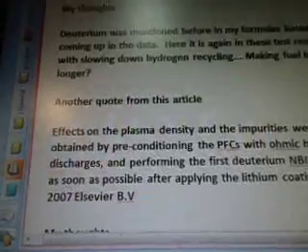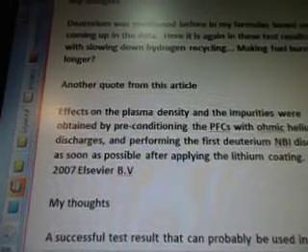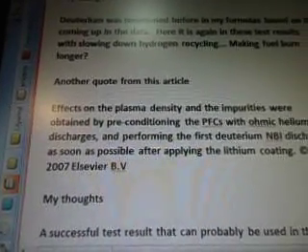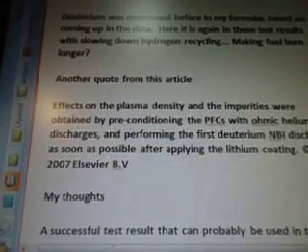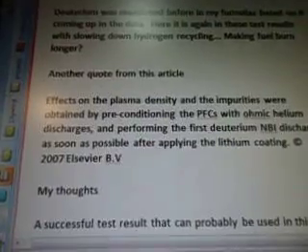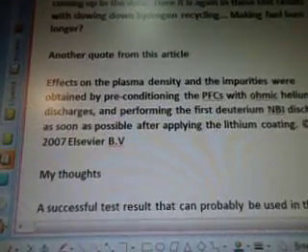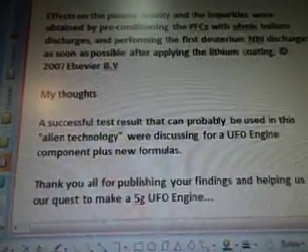Another quote from this article. Effects on the plasma density and the impurities were obtained by preconditioning the PFCs with ohmic helium discharges and performing the first deuterium NBI discharge as soon as possible after applying the lithium coating. Elsevier BV.